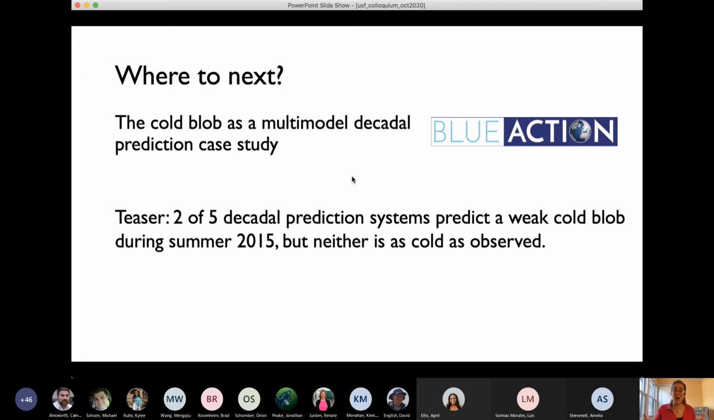So the name of the talk was, can you predict this event? So we've looked in one model and seen, well, maybe not in this model. Something's really not working. I've been also working on a multi-model decadal prediction case study of this event using 5 different systems from our Blue Action European partners. And 2 of these 5 prediction systems that I've examined so far do have a weak cold blob that they were able to predict during summer 2015. Neither is as cold as observed, but it does look like in other systems you can predict this event.